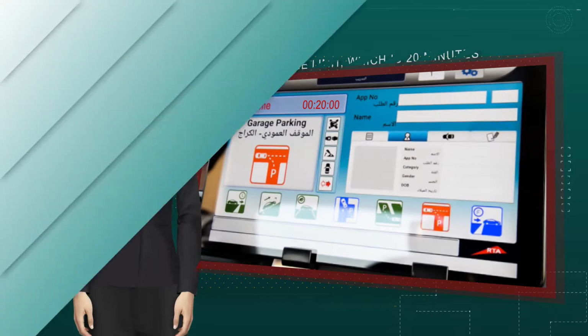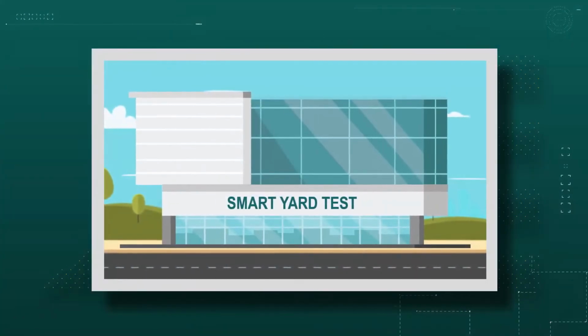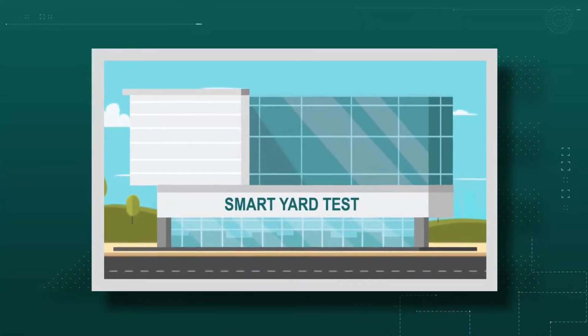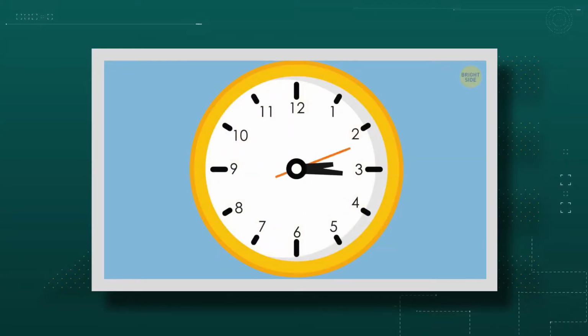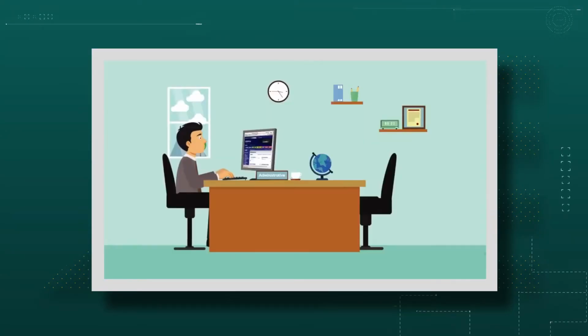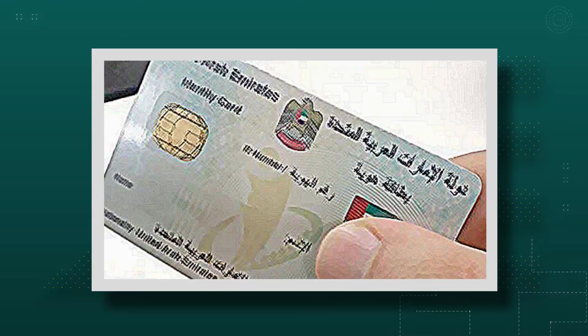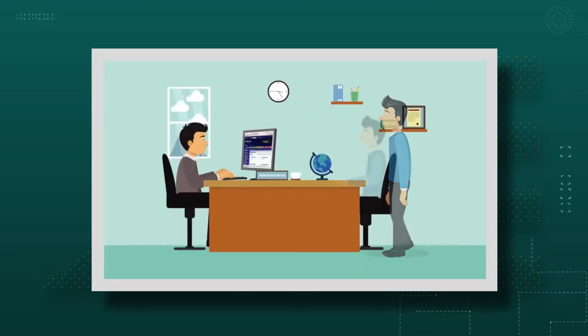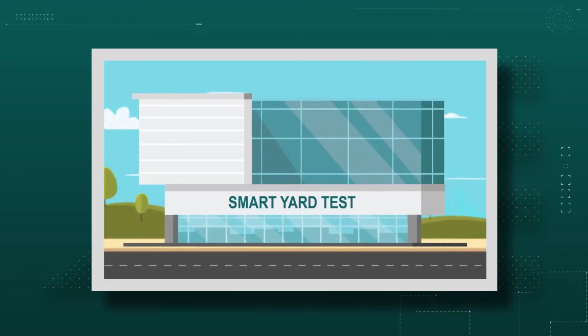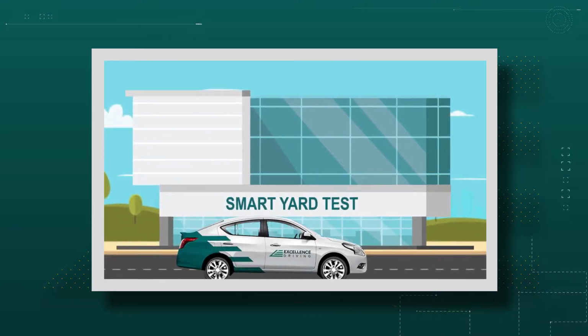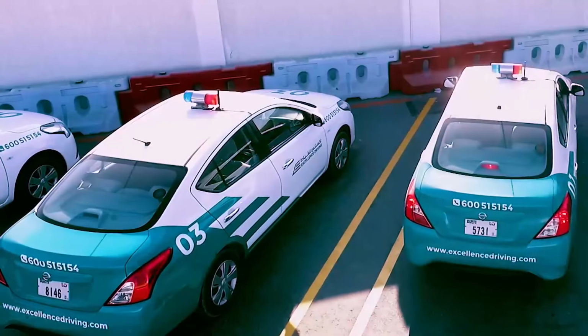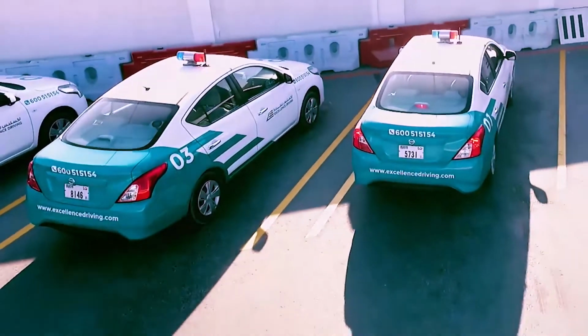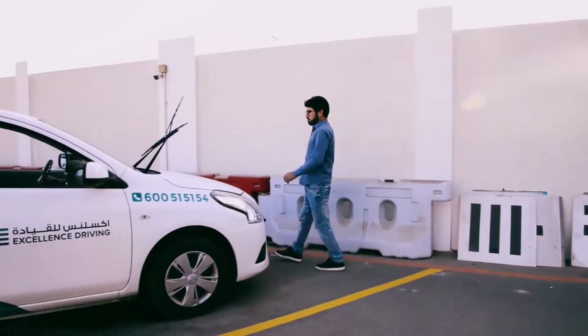On the day of the test, make sure that you arrive at the test centre at least 30 minutes before the appointed time. At the test reception, show your learner permit and Emirates ID. When it is your turn to take the test, you will be called to proceed to the smart vehicle. Proceed with confidence to the vehicle assigned to you.